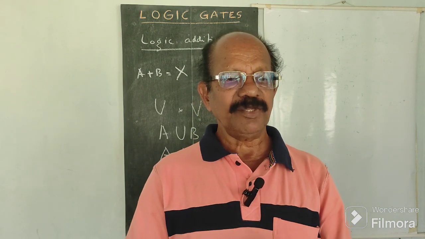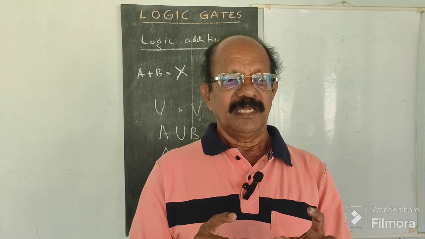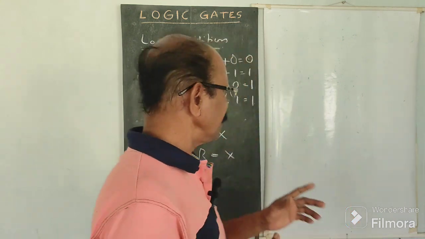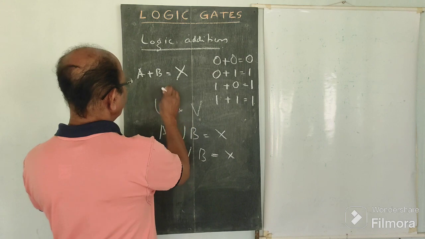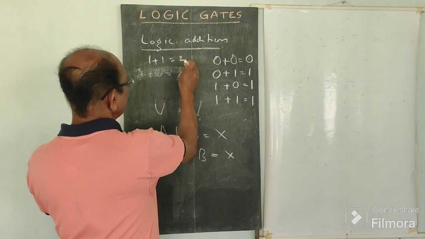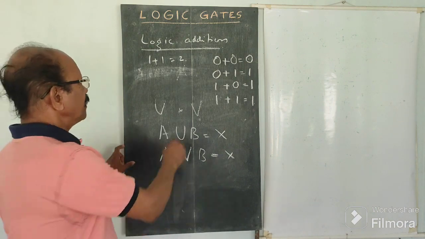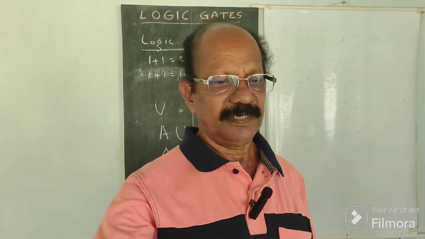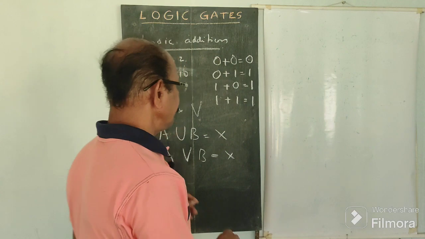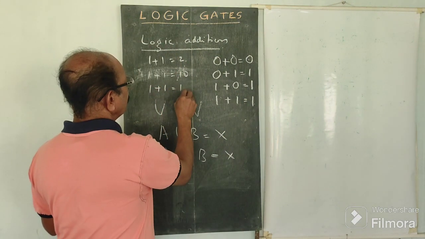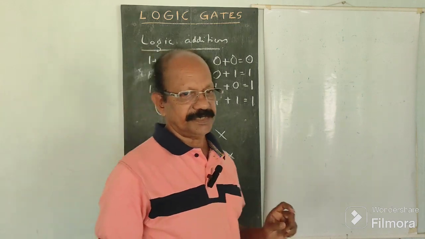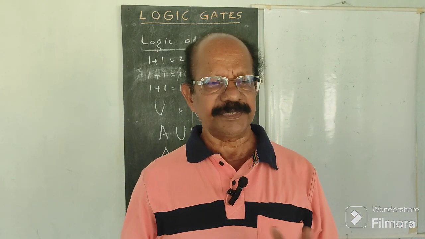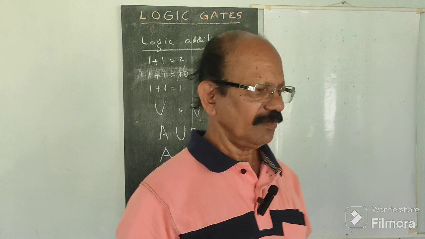The meaning of the plus sign often becomes clear from the context, as shown. I already gave that 1 plus 1 is equal to 2 is the arithmetic sum, the algebraic sum. But 1 plus 1 is equal to 10 is the binary sum, binary addition, and 1 plus 1 is equal to 1 is OR addition.